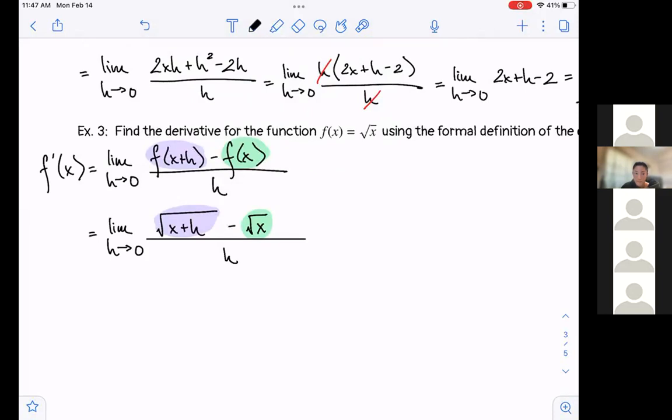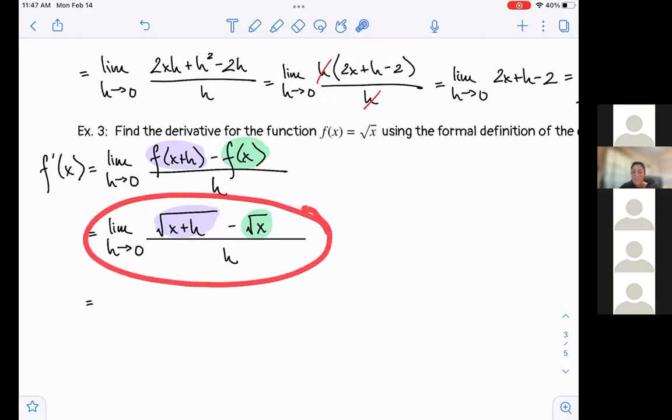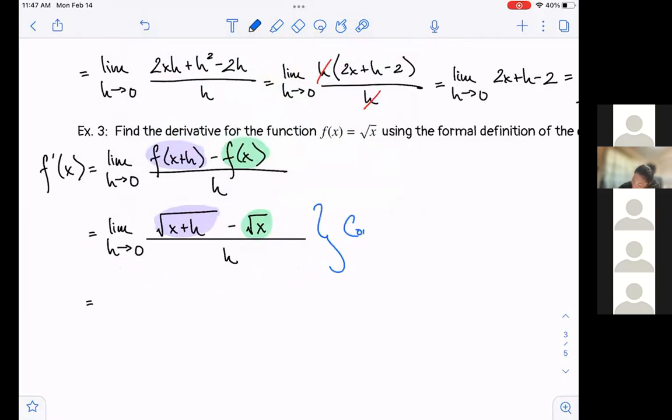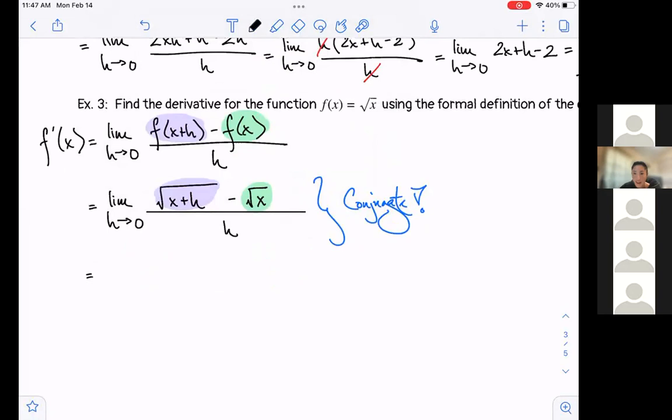Now, I did kind of say we're going to use some skills from 2 weeks ago. How might we handle this? Conjugate. Yeah. We see the square roots. We think, oh, we've seen this pattern somewhere else in a different context. But let's try using it here. Okay, so square root of x plus h minus square root of x over h.